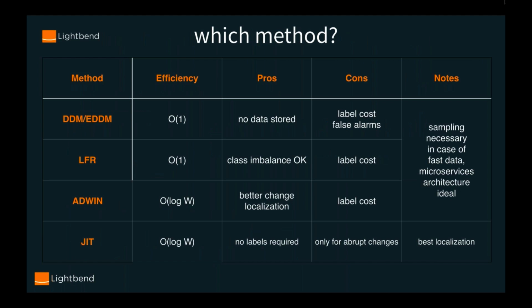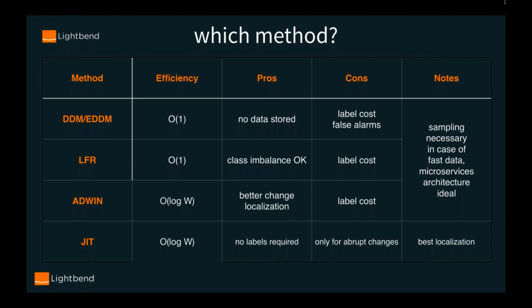Now we tabulate the methods and look at certain scenarios. DDM, EDDM, as we recall, are constant time, more data stored, but there is a large labeling cost and they're susceptible to false alarms. LFR is again constant time and space. It's better with class imbalance because it uses the different error types separately, but it still suffers from labeling cost. And ADWIN has log W time complexity and space complexity. So it's more expensive, but it's better for change localization, though it still suffers from labeling cost.